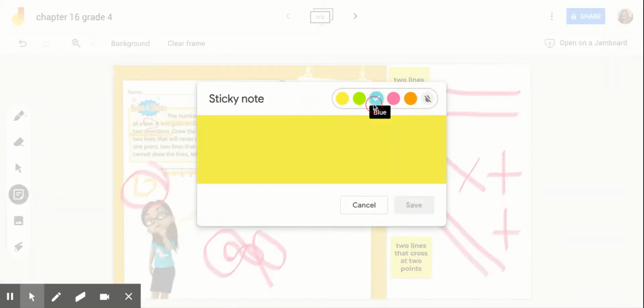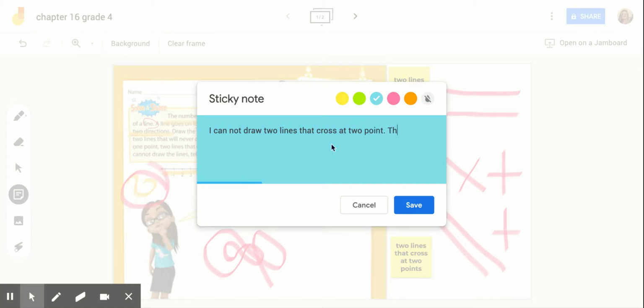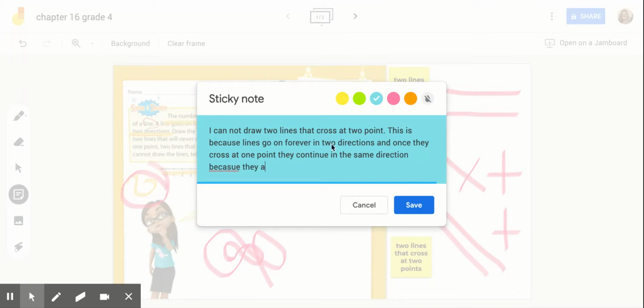So I'm going to make this blue. I'm going to say I cannot draw 2 lines that cross at 2 points. This is because lines go on forever in two directions, and once they cross at one point, they continue in the same direction because they are straight.